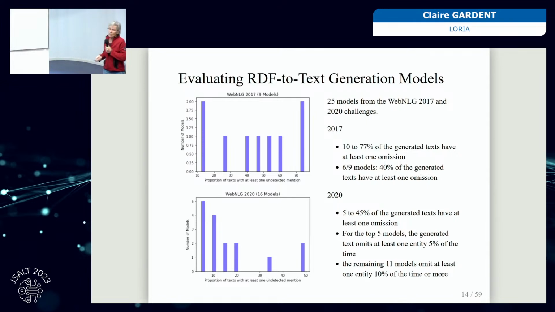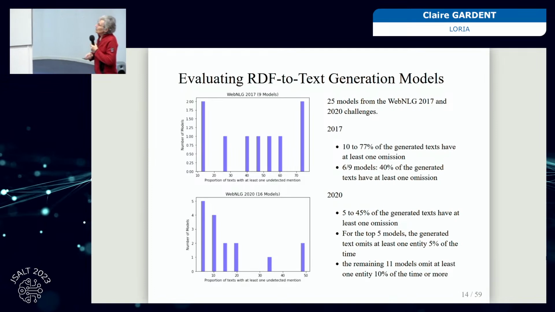So in 2017, it was the first edition of the task. The language models were not as good as they are today. Among the participants, there were still some statistical models or rule-based models. In this first edition, we find that 10 to 70% of the generated texts have at least one omission. And for 6 out of the 9 models, 40% of the generated texts have at least one omission. So in this first version, omissions were very, very frequent.